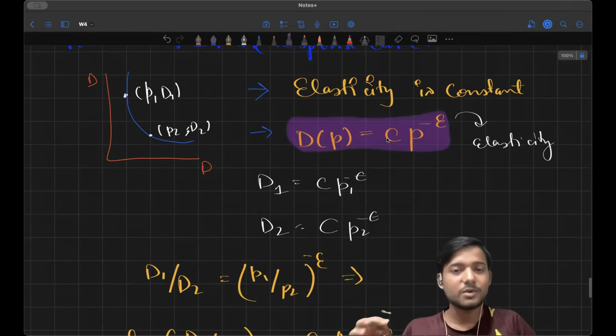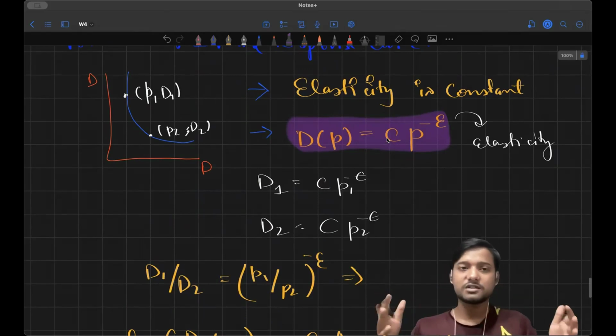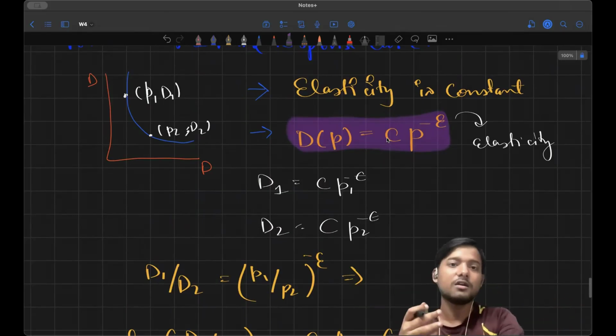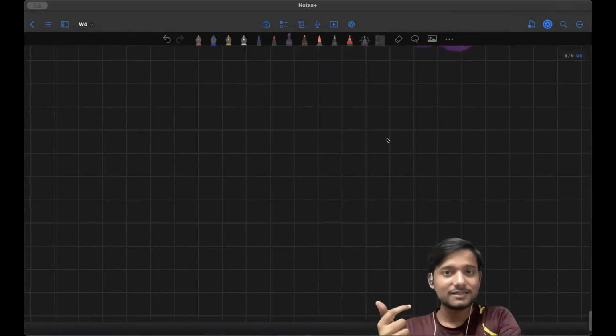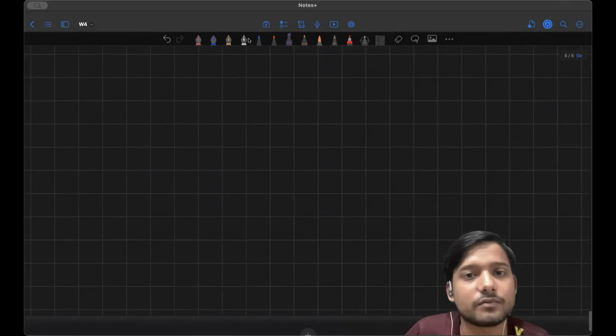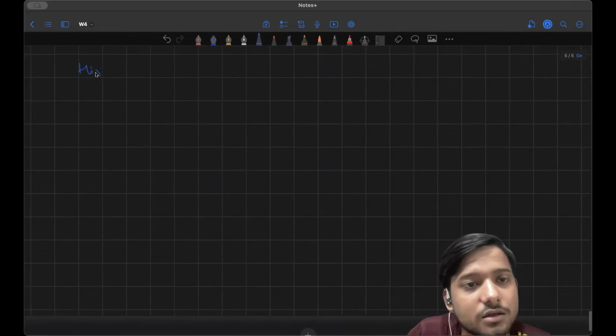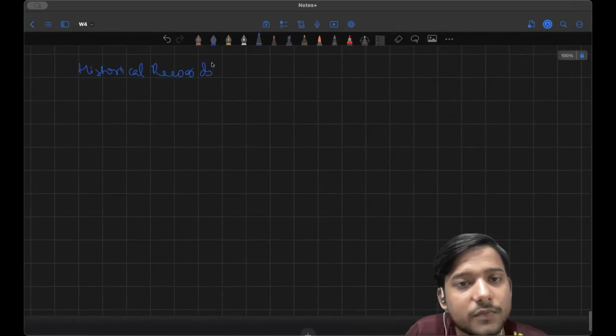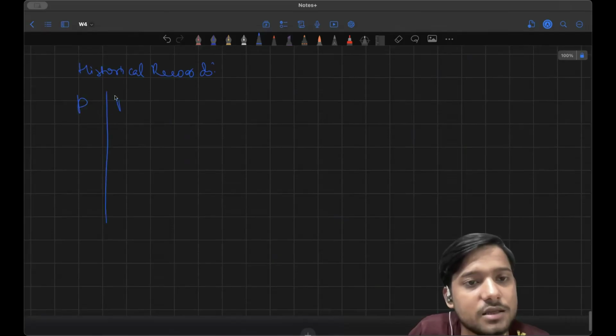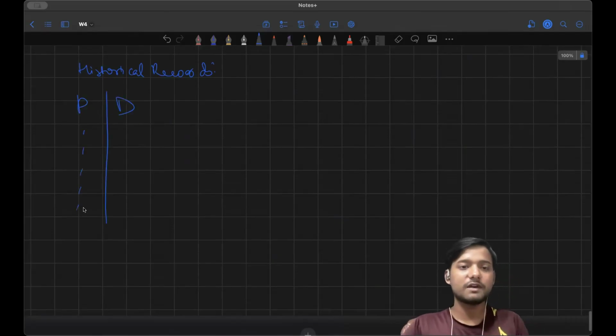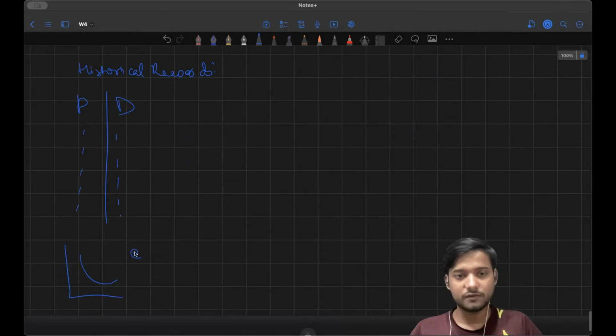So the problem setting is something like this: I have access to previous historical records where I can see my price and my demand. Historical records give us price and then the demand, so we will have access to these two things. But we know these follow a constant elasticity demand response curve where we don't know the elasticity and that constant C. So how do we estimate that?